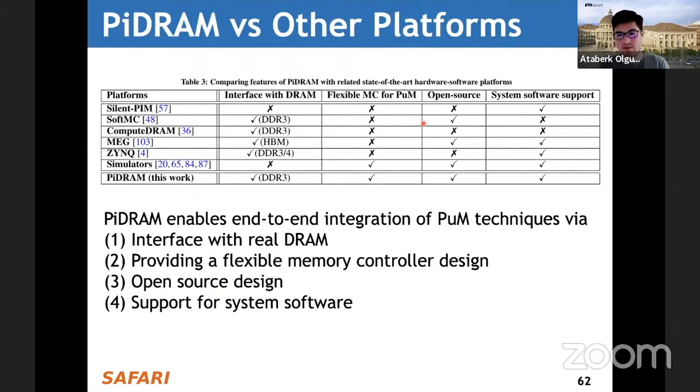again, in greater detail in the paper, but to sum up, these existing platforms don't provide an interface with the real DRAM, or basically they don't satisfy all of the 4 properties at the same time. That is, the first one is interfacing with a real DRAM device. An example is simulators. You can't use real DRAM devices integrated with simulators. They don't provide a flexible memory controller design that can be easily modified to implement new techniques. They're not open source, so we cannot build on them to begin with, or they don't have support for system software.